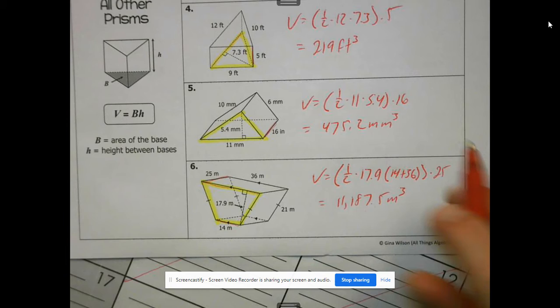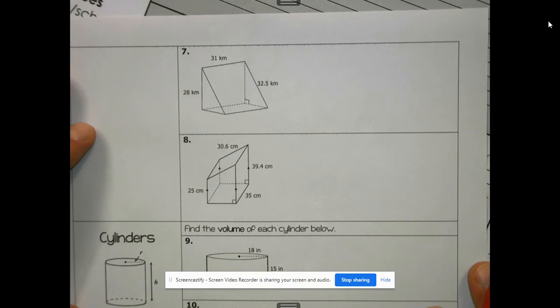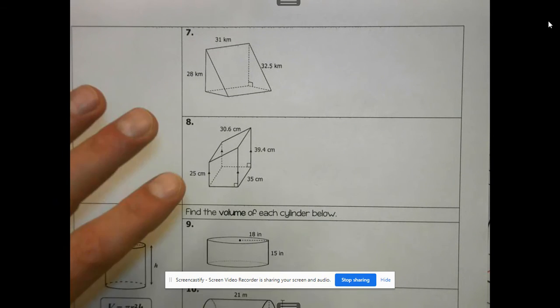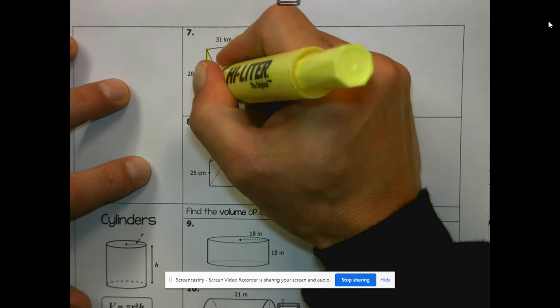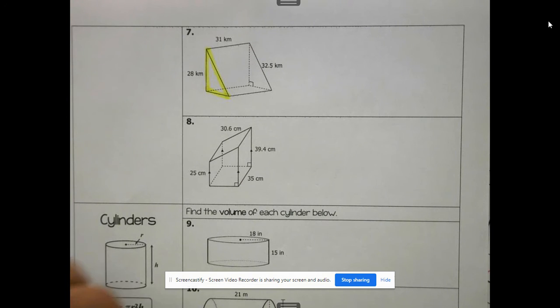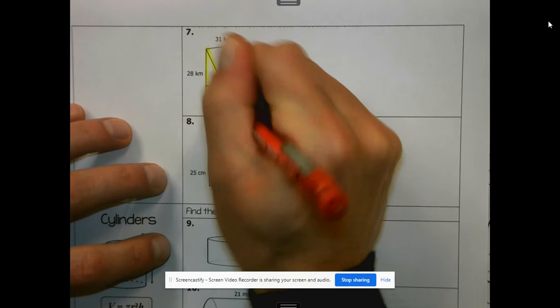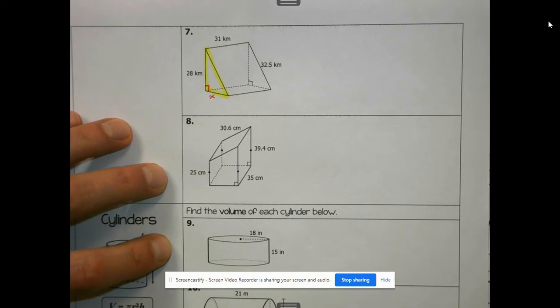So front page, I gave you all the pieces. I showed you how to highlight the base. Backside, a little bit trickier. Number 7, let's highlight the base. Once again, we have a triangular prism, but we're missing some pieces, right? Here's my 90 right there. I don't know that piece right there, so let's call it X, right?